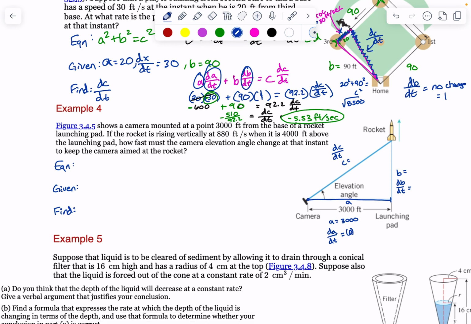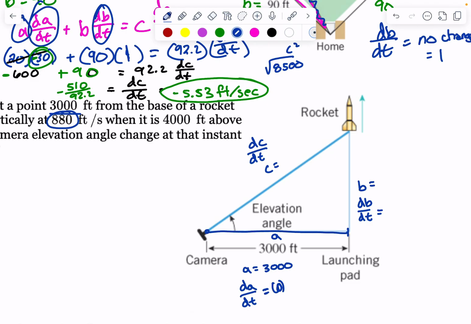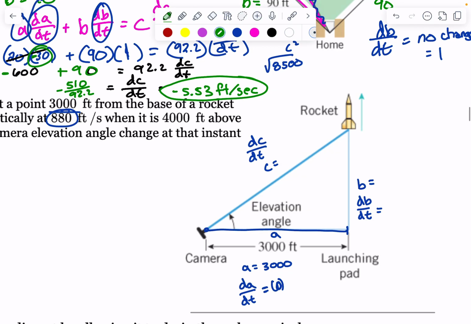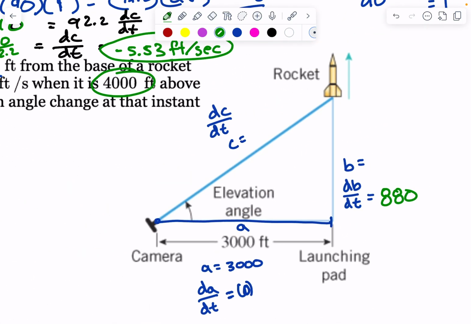Okay, so it shows the camera 3,000 feet from the base of the rocket. If the rocket is rising vertically at 880 feet per second, which variable is that? That is dB/dt, the rate at which the vertical distance is changing. It is 880 feet per second. Now it's going to gradually get larger than 880 feet per second, because it's going to start going faster. But at this certain instant, it's going 880 feet per second. When it is 4,000 feet above the launching pad, so what is 4,000? That's just B. So it's changing at 880, but it's exactly at 4,000 feet above.